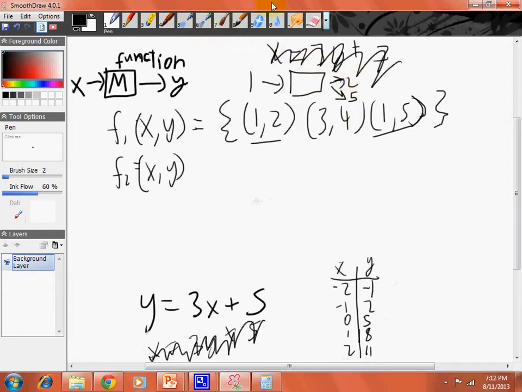Let me erase. This is bothering me. I don't know why I'm this way. I don't know why this bothers me. It really does, and it doesn't even erase completely.